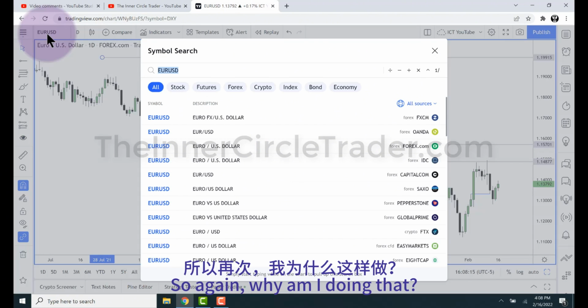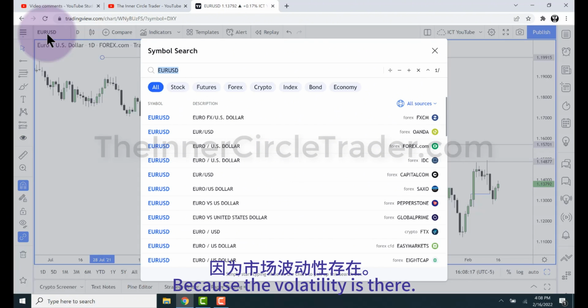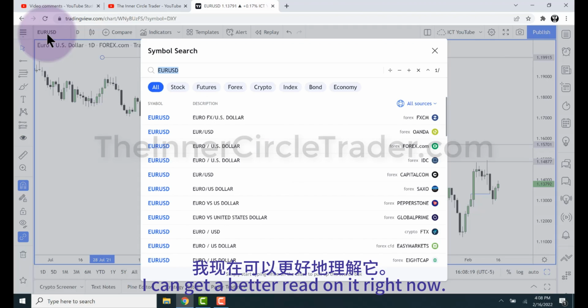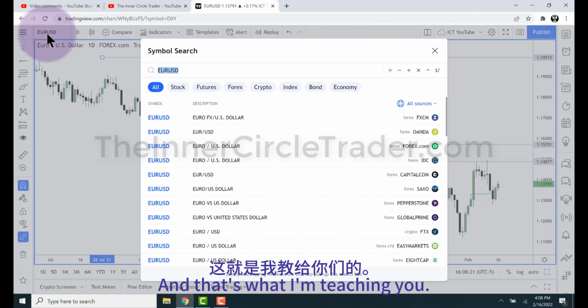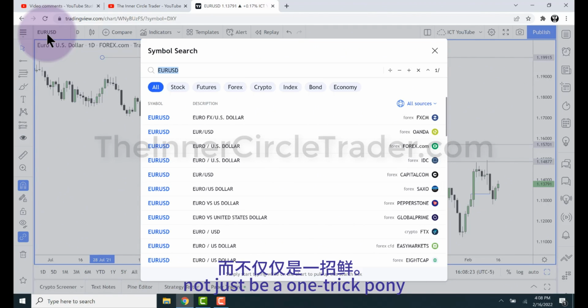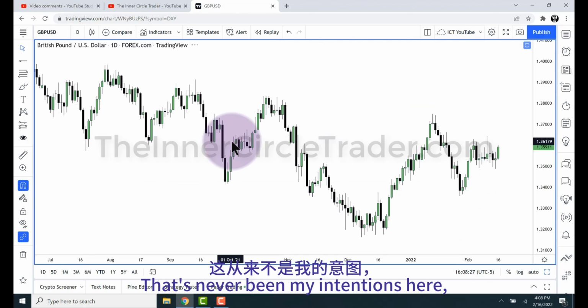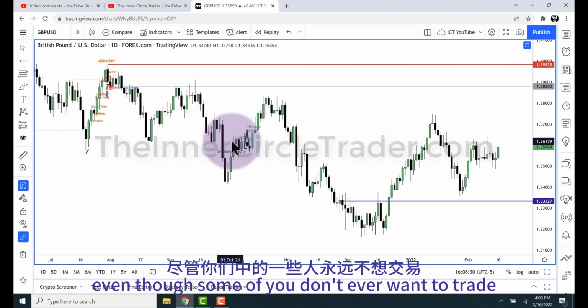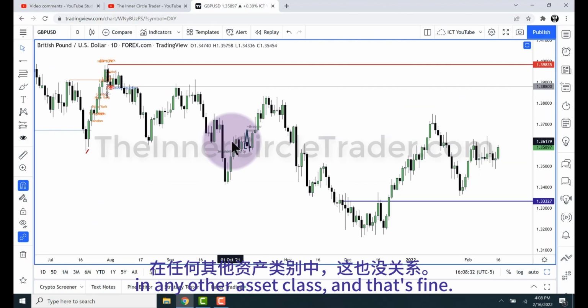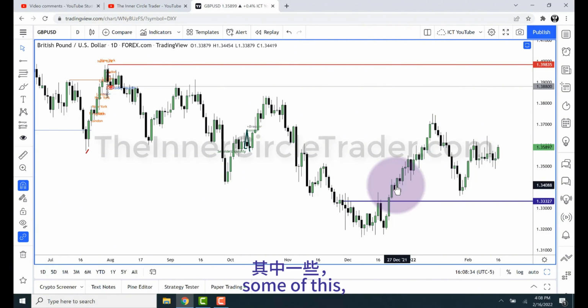And again, why am I doing that? Because the volatility's there. It's cleaner price action. I can get a better read on it right now. And that's what I'm teaching you. I'm teaching you to be a complete trader, not just be a one-trick pony of Forex. That's never been my intention here, even though some of you don't ever want to trade in any other asset class, and that's fine. But what's all this?